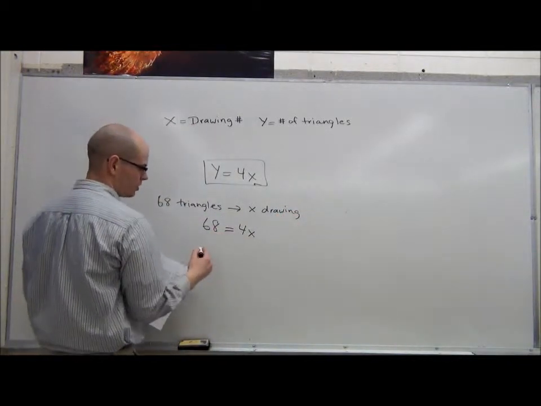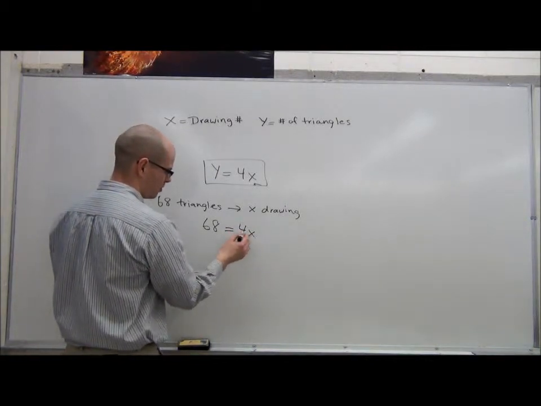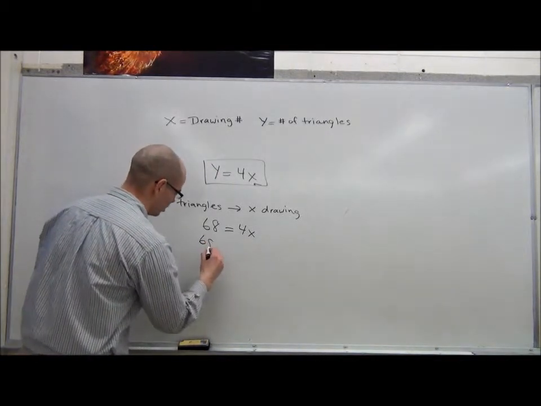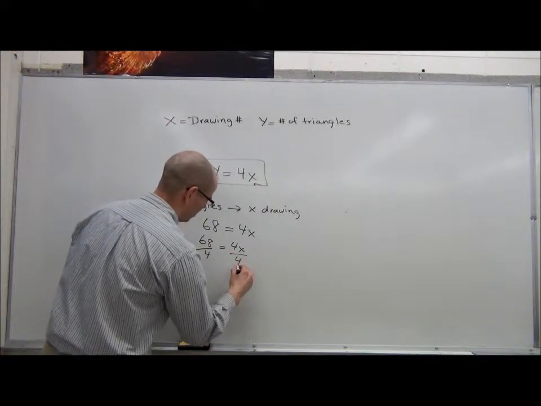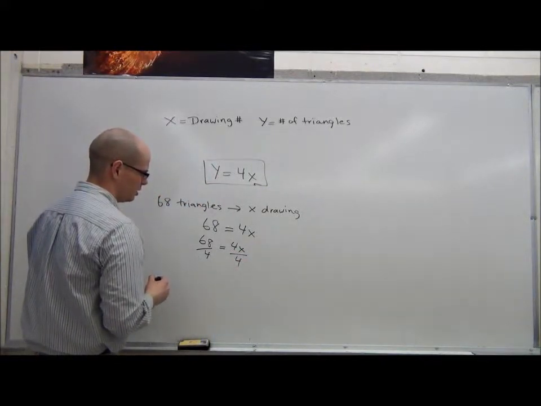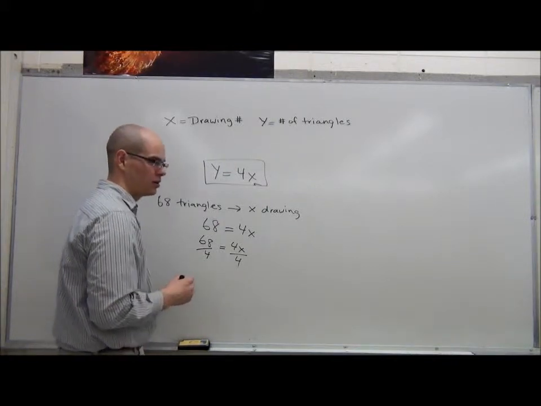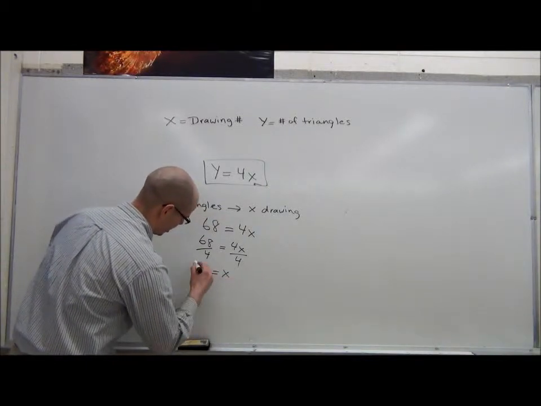I got to divide both sides by 4 to solve this equation, because whatever x is, 4 times that number gives me 68. If I divide both sides by 4, I get x on its own. So I'm going to go 68 divided by 4 is 4x divided by 4. 68 divided by 4 should be, 68 divided by 2 is 34, so 17. So I should get 17 is equal to x.